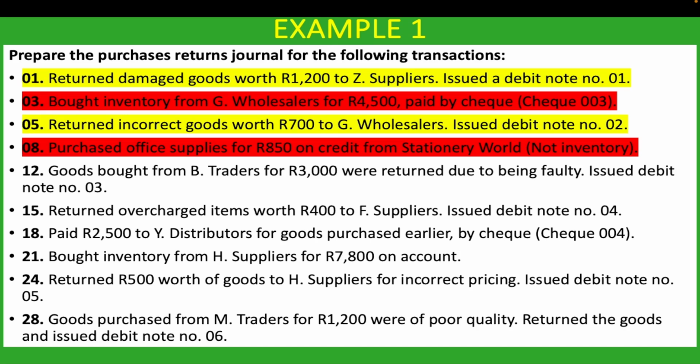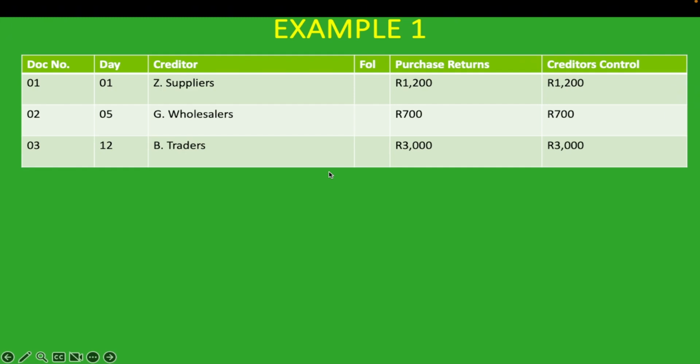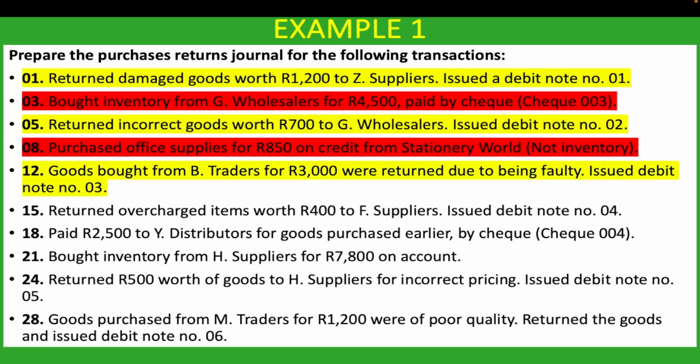Let's look at the 12th. Goods bought from B traders for 3,000 rand were returned due to being faulty. Issued debit note number 3. Again, obviously this one goes into our purchases returns journal. Our document number is 03, our day is 12, our creditor is B traders, and the amount is 3,000 rand. Very easy to do. I'm sure now you're getting the hang of it. You know what goes into the purchases journal. You know exactly what you need to record. So let's highlight that one.